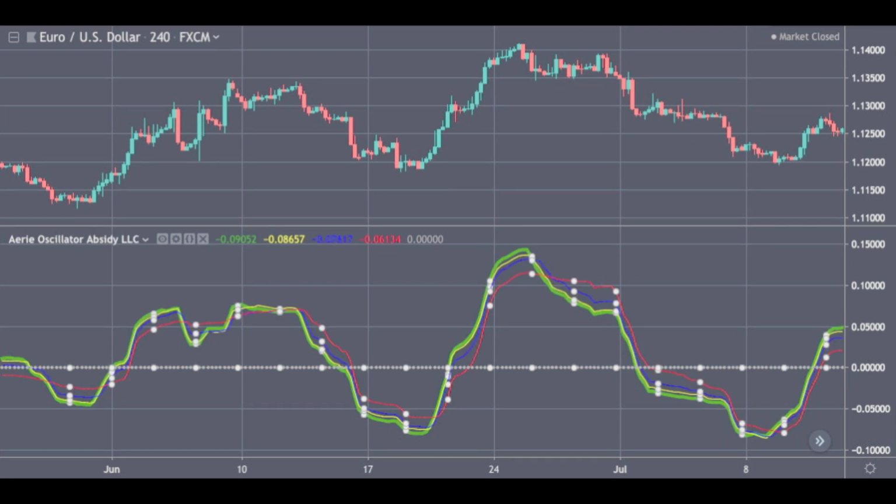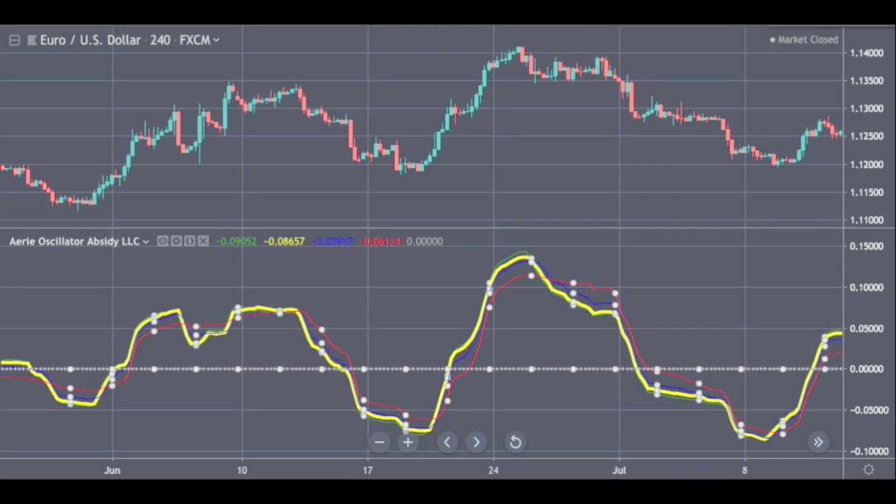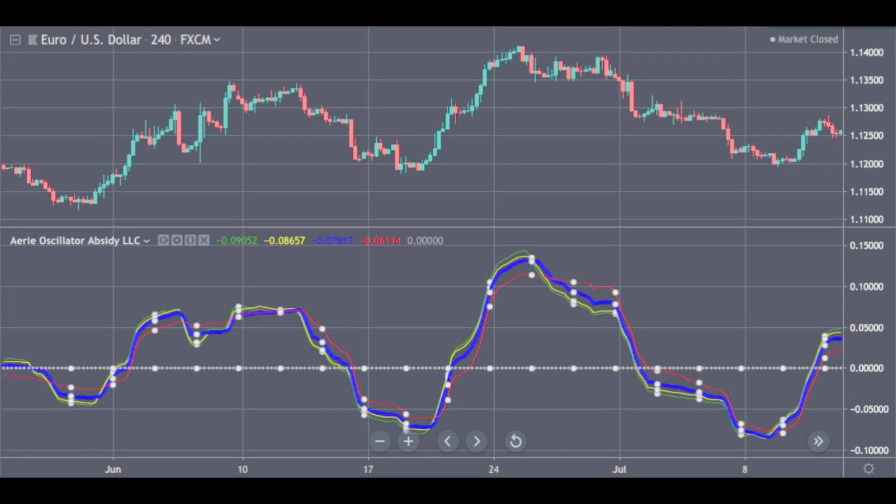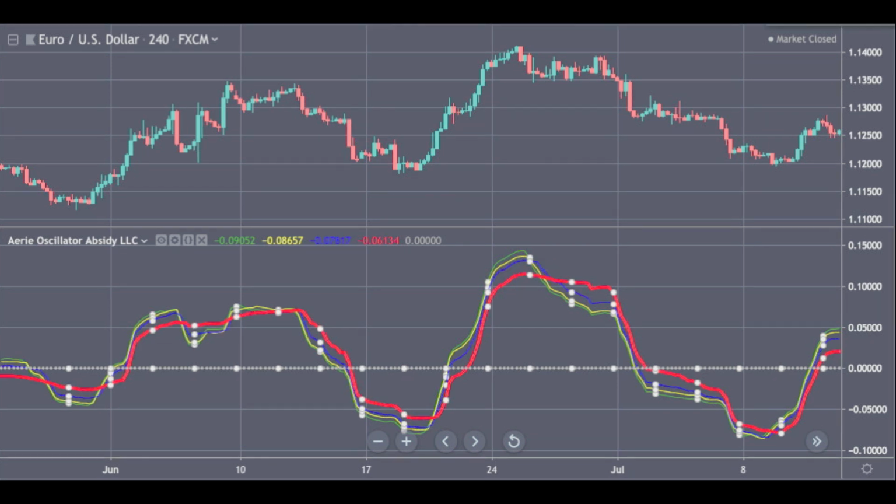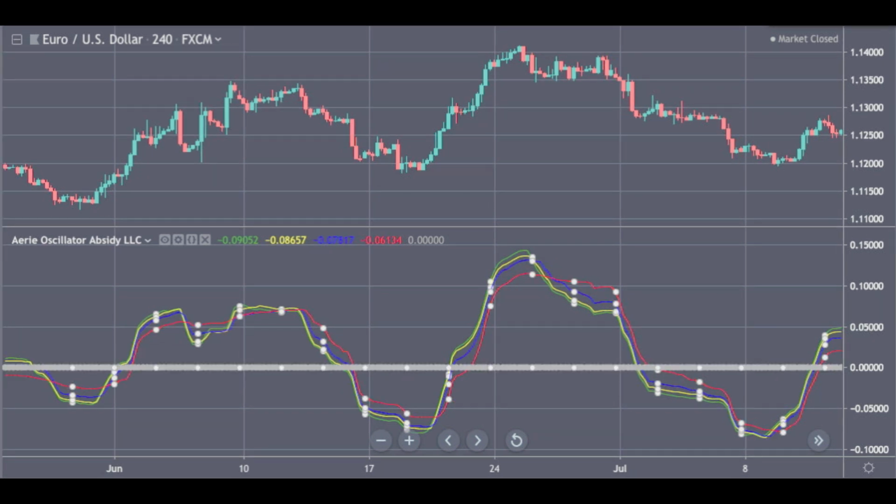We have a very fast green line, a yellow line that lags somewhat behind it, an even slower blue line, and the slowest line there is the red line. We have the 0 line highlighted with gray dots in the middle.